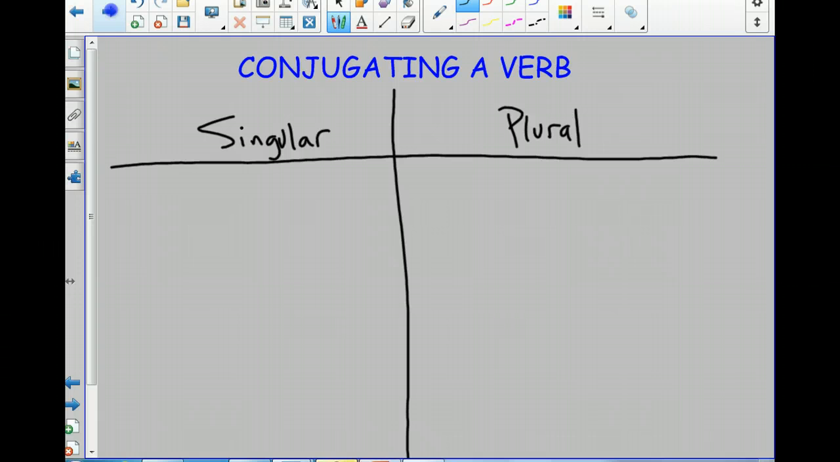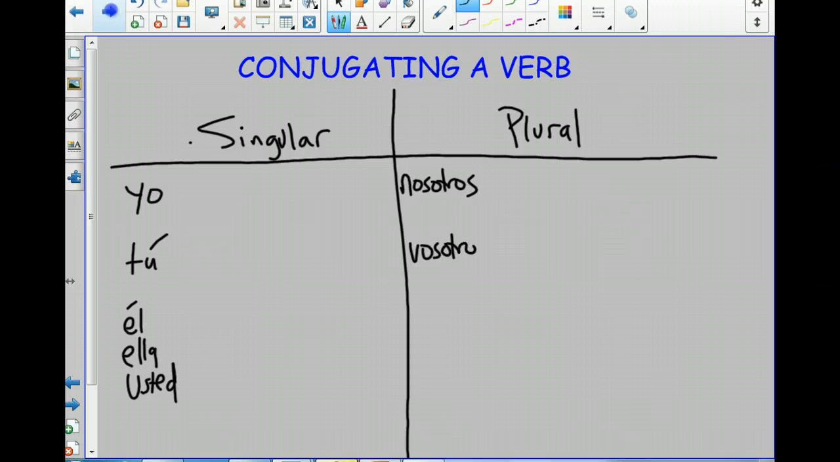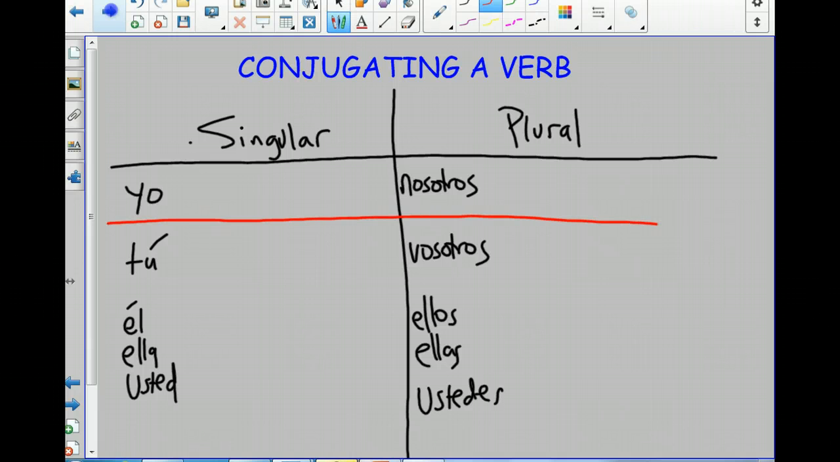So the singular column over here has our singular subject pronouns. These are our subject pronouns. Yo, tú, él, ella, and usted are all going to be one particular form of the verb, and we'll come back to that in a second. Plural, we talk about more than one person. Nosotros, meaning we. Vosotros, meaning you all, the plural of you. And then the third person plural, ellos, ellas, ustedes. So that means that we have 6 different verb conjugations.